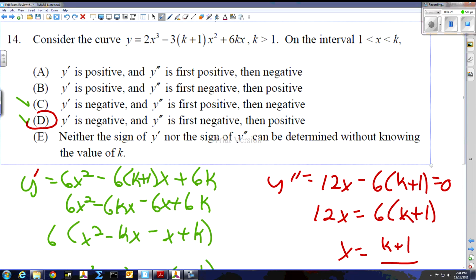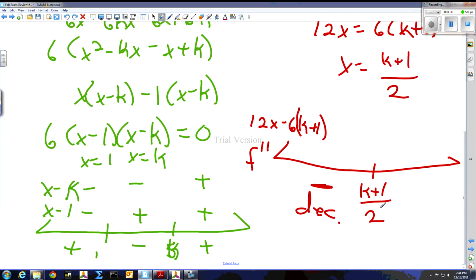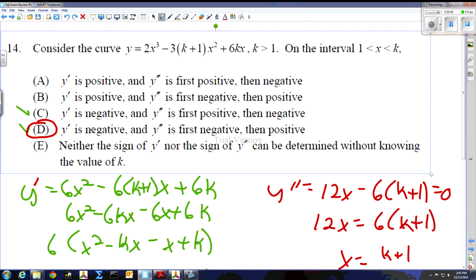So that's what we're going to go with for the moment, but let's go back and look at something else here. What if we put something bigger than k in there, k plus 1? What if we put 2k in there? Well, then we would have 12 times 2k minus 6k minus 6. Well, that would be 24k minus 6k, which is 18k, which we know k is positive, so this is a positive number minus 6. It's going to be positive. So the second derivative is increasing. So we are correct that the y prime is negative all the time, and the second derivative is first negative and then positive.